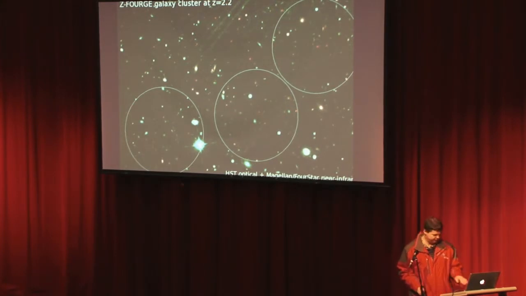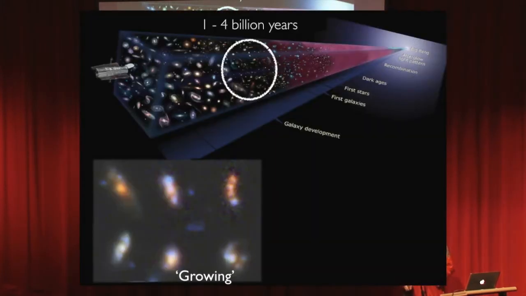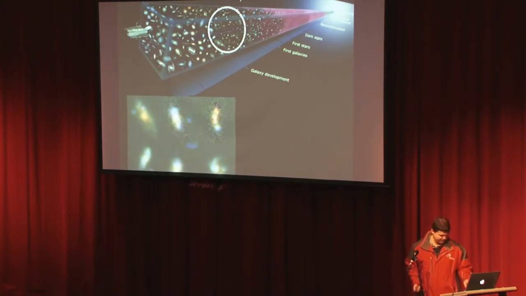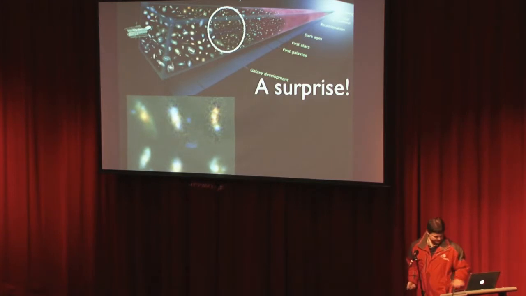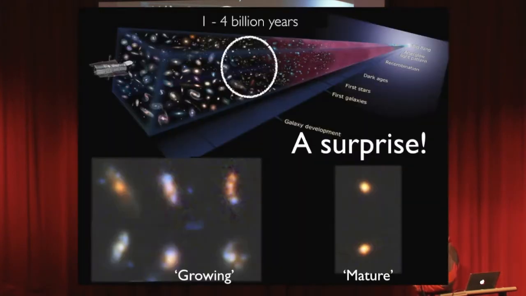This is where we get to the surprise. So, 1 to 4 billion years after the Big Bang, so the universe is still a baby. Remember, today we're 13 billion years after the Big Bang. We see these irregular galaxies. But wait, there is something else. There's a surprise. Here's a surprise. We found galaxies that look like this.